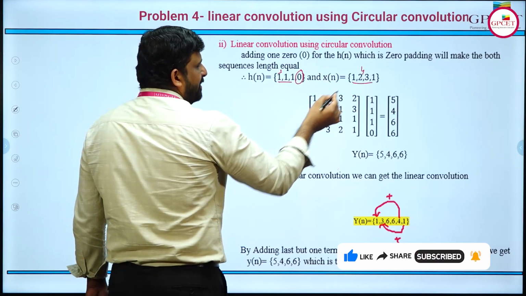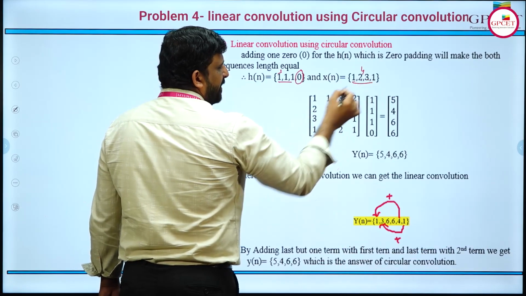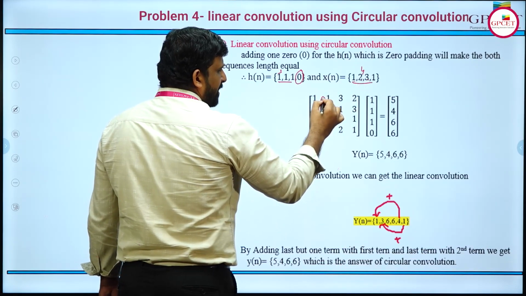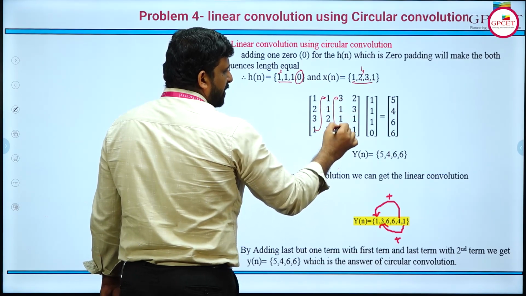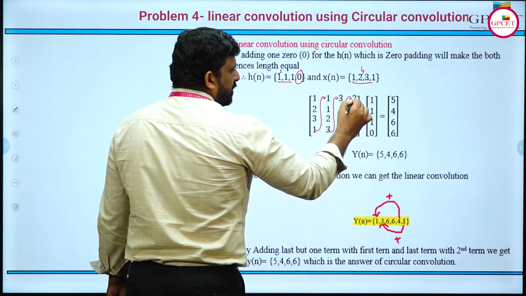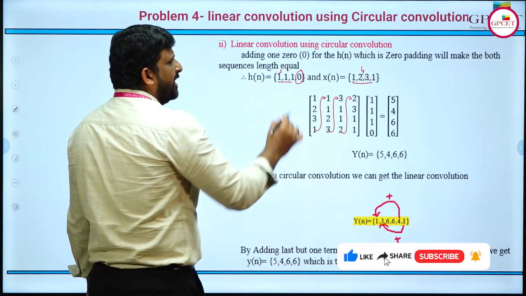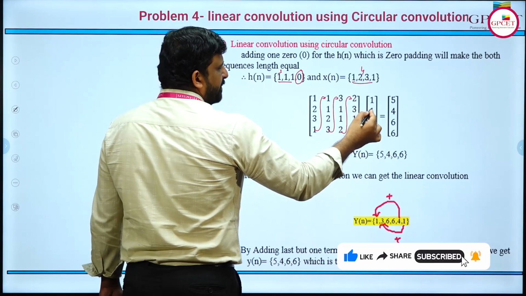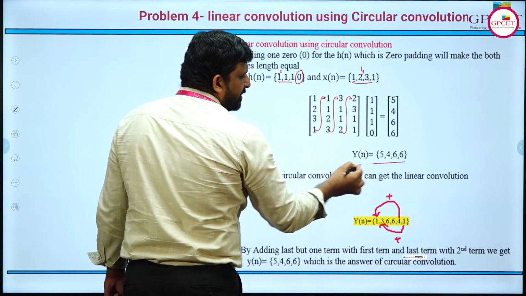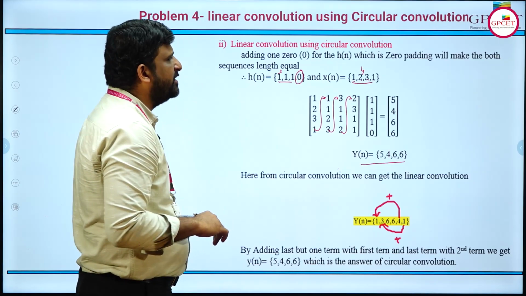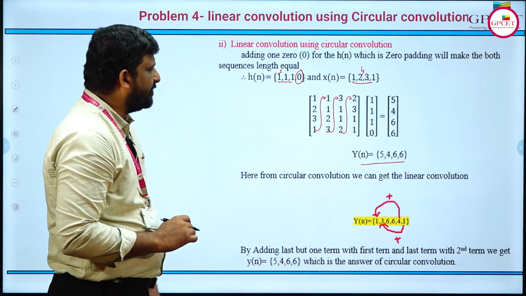Now I have taken the x of n, 1, 2, 3, 1. See, I am writing 1, 2, 3, 1. Again I am taking 1 up, 1, 1, 2, 3. Again I am taking 3 up, 3, 1, 1, 2. Again I am taking 2 up, 2, 3, 1, 1. Like this, I have framed the matrix for the x of n, and I am multiplying that matrix with h of n, that is 1, 1, 1, 0. If I do, I get the sequence y of n is equal to 5, 4, 6, 6. Okay, so this is the circular convolution answer.